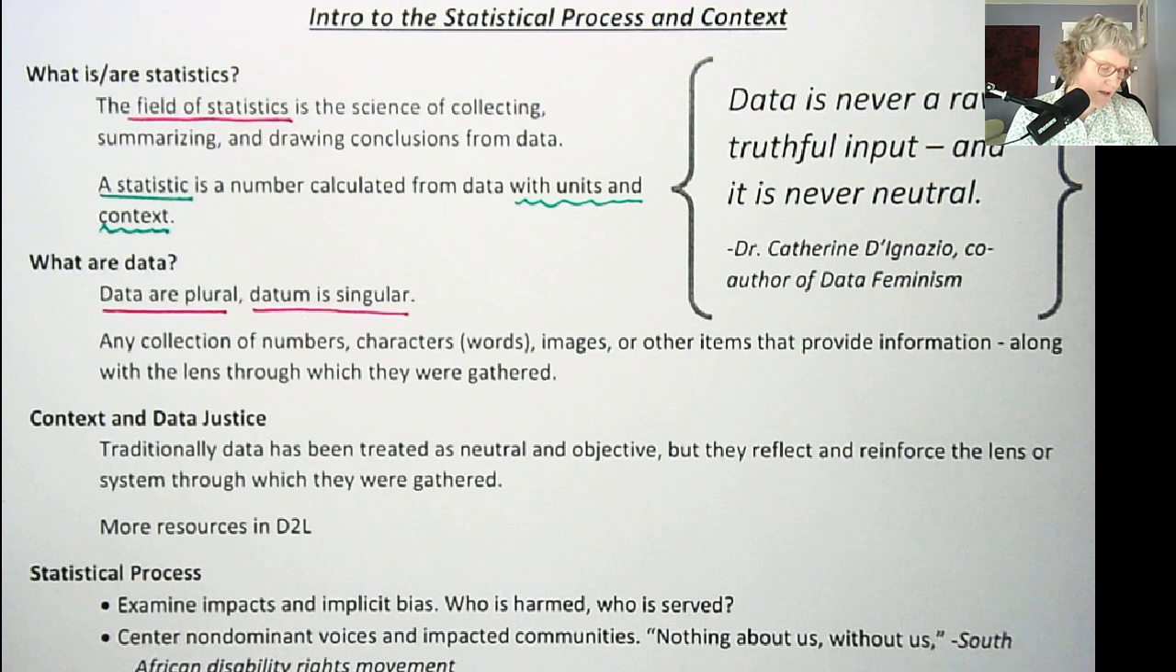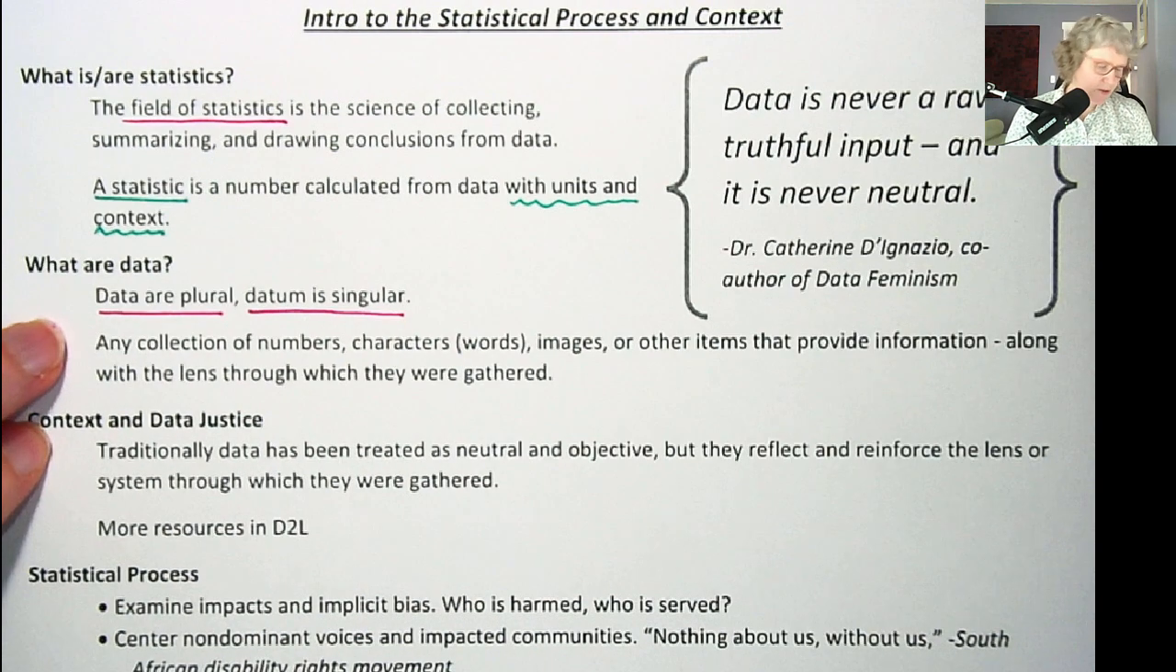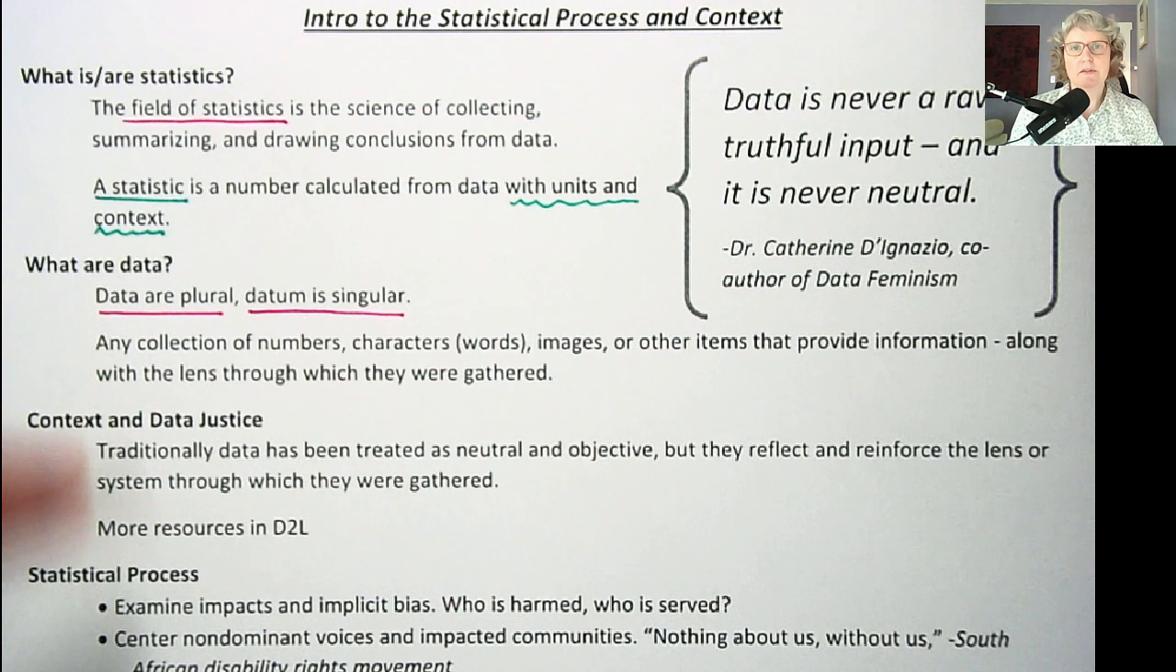Data are any collection of numbers, characters, words, images, or other items that give us information. So it can be anything. It can be a picture, it can be a number, anything that we might collect or gather, any piece of information, along with the lens through which they were gathered. This is really important because a lot of us were taught that data are neutral and objective, and data are used to prove things. But that's not actually the case.